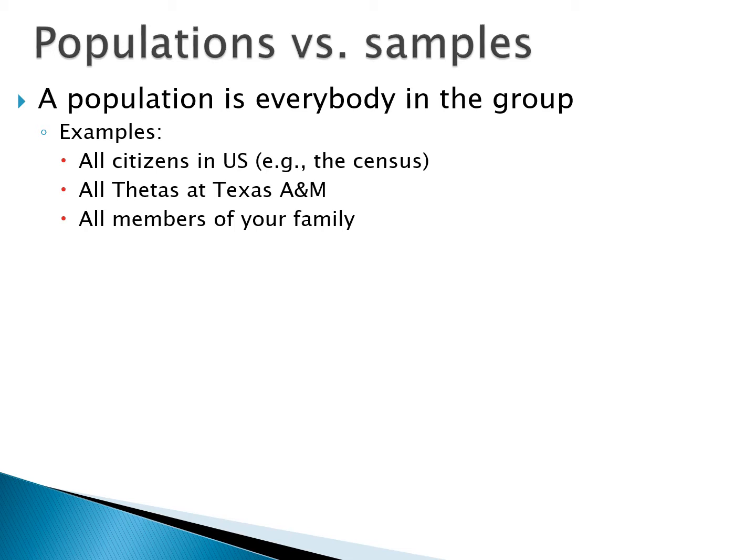So it could be all citizens of the United States. That's what the census tries to do. They try to survey everybody that's in the United States. It could be a much smaller group, like all the thetas at Texas A&M or all the members of your family. All right, that's the population. Now, a sample is a subset of the population.